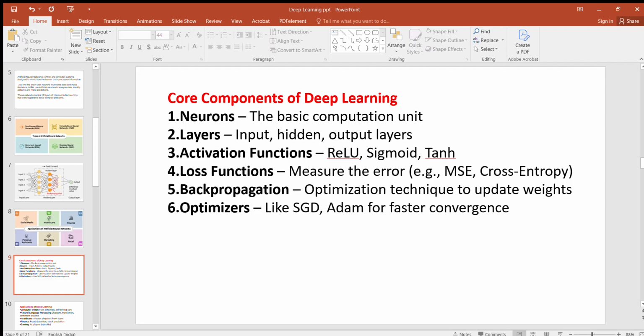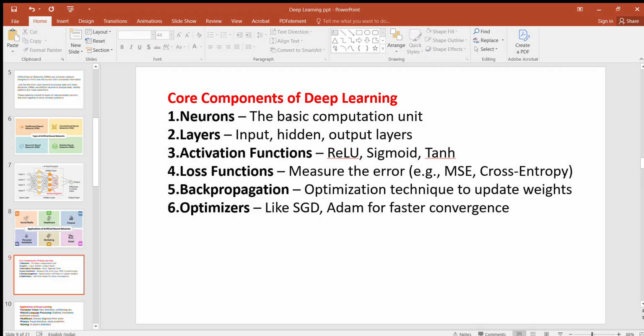So for every process, the weights are to be updated. That is what we call the optimization technique. Backpropagation is nothing but using the optimization technique. Why are we using it? To update weights. Here we are using optimizers like SGD and Adam for faster convergence. These are the optimization techniques.